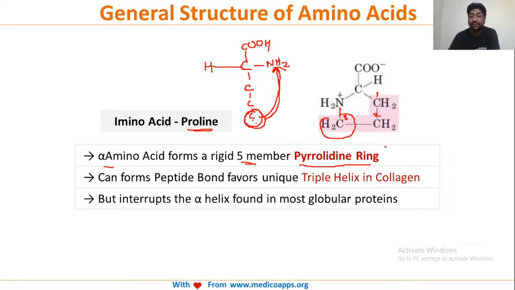So this is the third, fourth MCQ which I am discussing. Which amino acid will have a pyrrolidine ring? The answer will be the imino acid proline. Also, why is this structure very, very important? Because this structure favors the triple helix in collagen. So again, this is a question which will be very frequently asked. Which of the following amino acids is found in the triple helix structure of collagen? The answer will be proline. Also, it favors the triple helix structure in collagen but interrupts the alpha helix structure in most globular proteins.